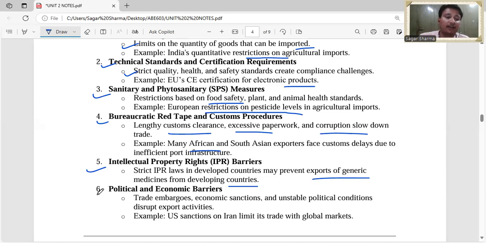And lastly, there are political and economic barriers. Trade embargoes, economic sanctions, and unstable political conditions disrupt export activities. Like US sanctions on Iran limit its trade with global markets. This is an example of a political and economic barrier.